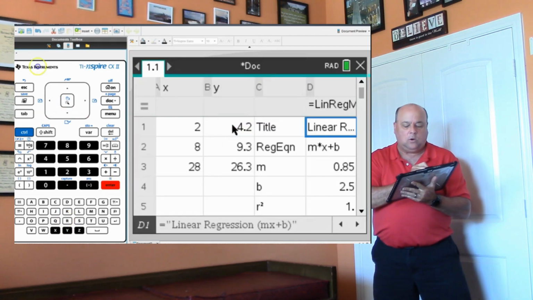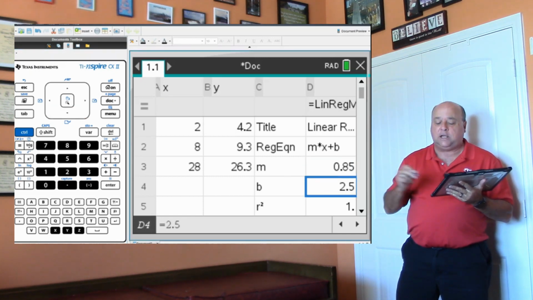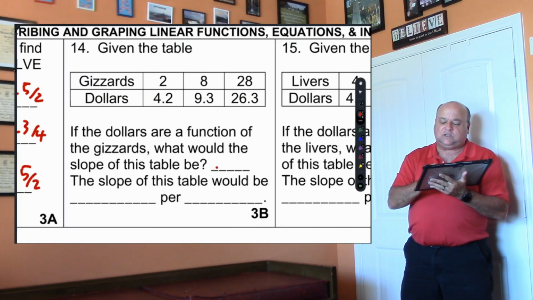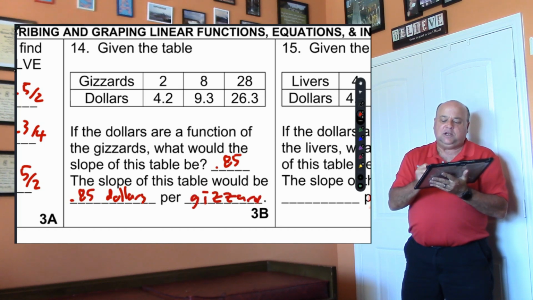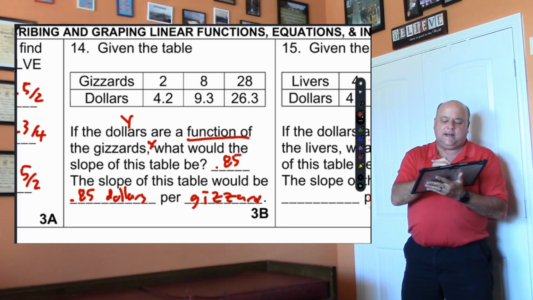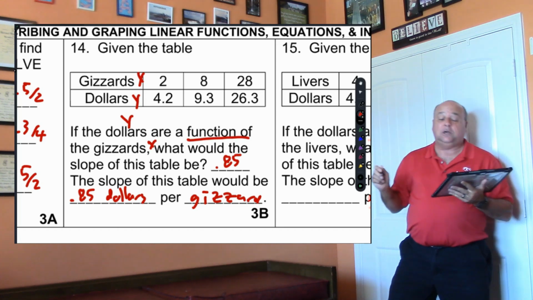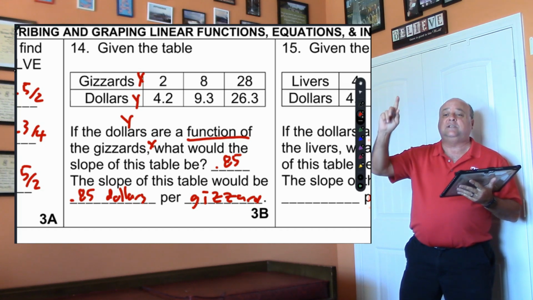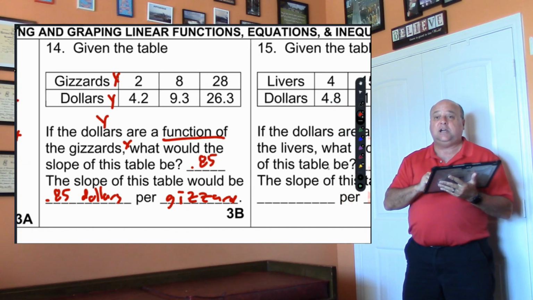And right here, my slope is 0.85. The b is 2.5, which would be the starting amount, right? So 0.85 is my slope. Since this deals with money, I'm going to leave it as a decimal. So this would be $0.85 per gizzard. And something you want to do on this underline function is get your y and x. So my y is dollars and my x is gizzards, right? Y is a function of x. I should have done that before I did the table. Okay, so the slope of the line is 0.85, and it represents that it takes $0.85, or 85 cents, to buy 1 gizzard. That's the constant rate of change of that slope.